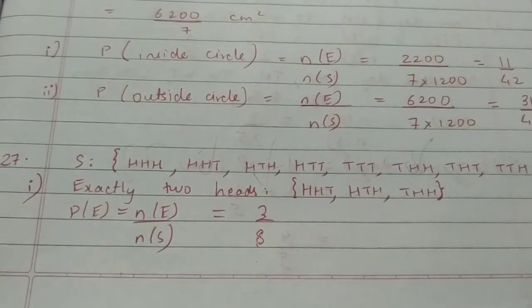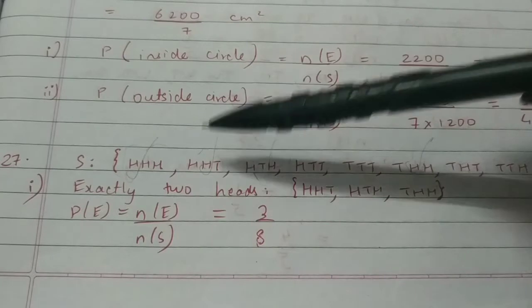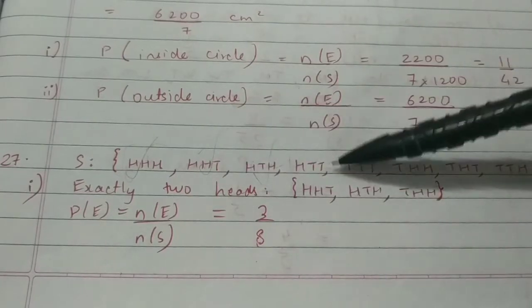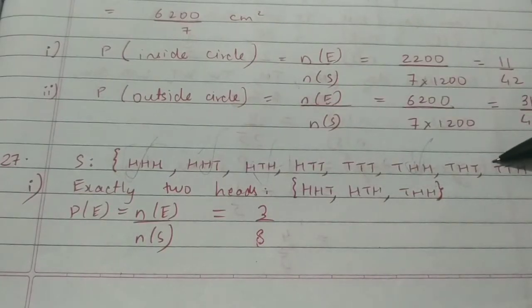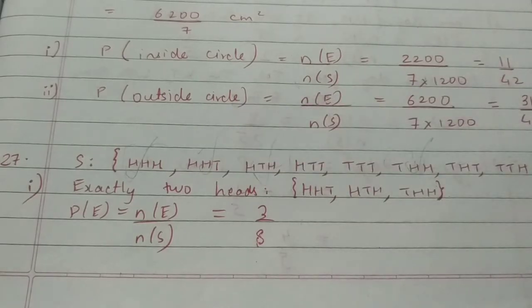Roman number 2 says at least 2 heads. At least, minimum 2 heads. That means more than 2 is also allowed. So 3 heads are also okay. So this one is also included. And of course these, none of the others are valid. So now 4 upon 8 is half.